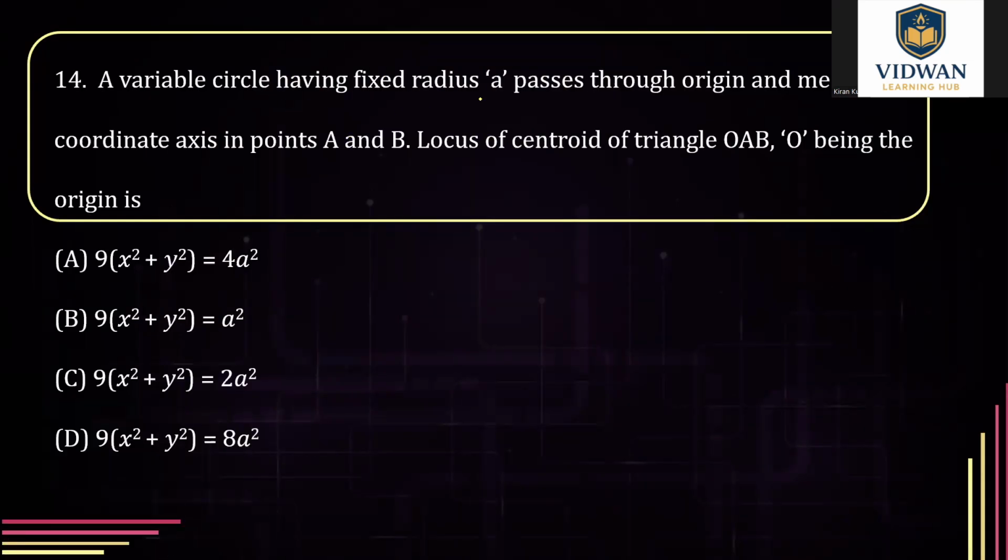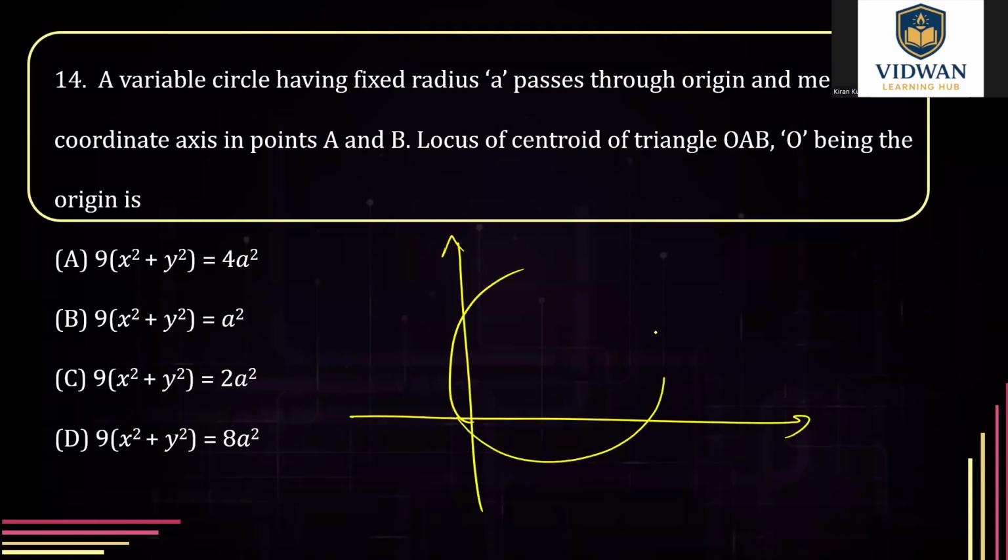So there is a variable circle having a fixed radius and passing through the origin, which is meeting the coordinate axes in A and B. What is the locus of its centroid? So it is given that the circle passes through the origin and has a fixed radius. And it is cutting intercepts A and B, and it is a variable circle. Variable circle means this OA and OB are going to change.